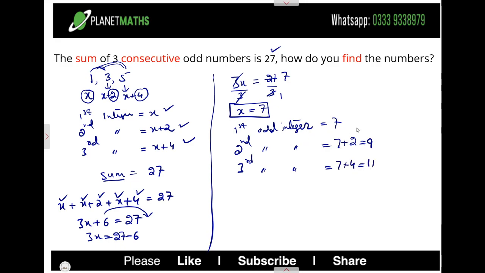Now to cross check your answer, add these three numbers: 7, 9 and 11. 11 plus 9 is 20, 20 plus 7 is 27. So we get the same number which is given in the question. So our answers are right.